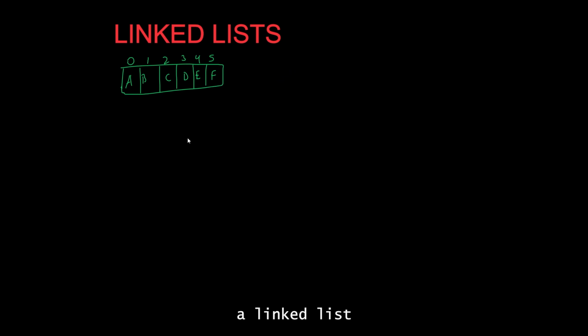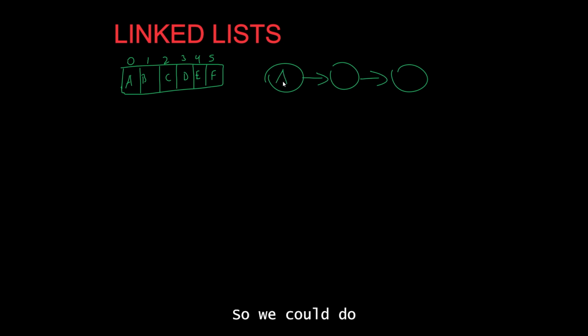Let's draw a linked list so you get an idea. If you haven't seen linked lists before, they look something like this, where it's a bunch of nodes. That's what these are called, these circles. And they all kind of point to each other. So we could do A, B, C, and it's a similar idea where we have A and the next one is B, then C, then D, whatever. Here we have a node pointing to the next node, which points to the next node, and then the last one will point to null.